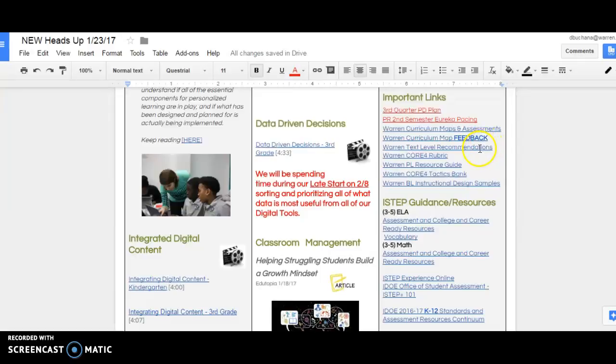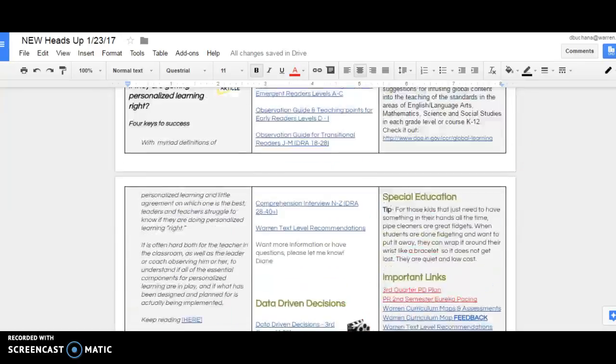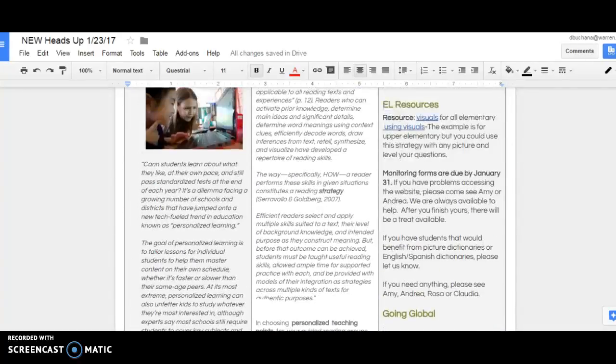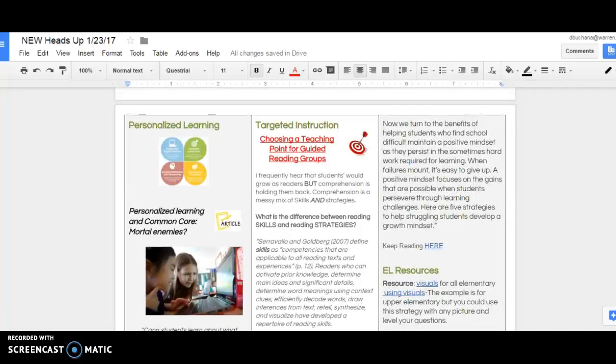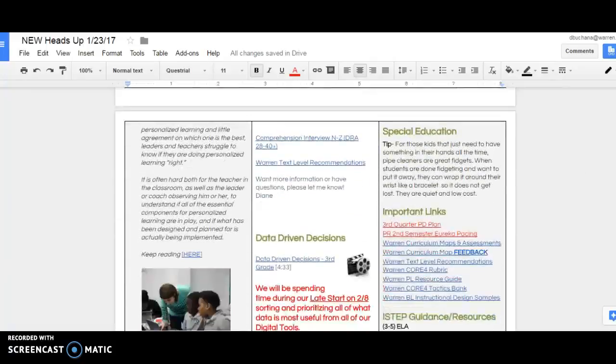If you look down here, I also put text level recommendations. These are for guided reading, and the reason I put those there is because the targeted instruction section is all about choosing a teaching point for your guided reading lessons, and I thought that would be very helpful for you. So let me scroll back down here.